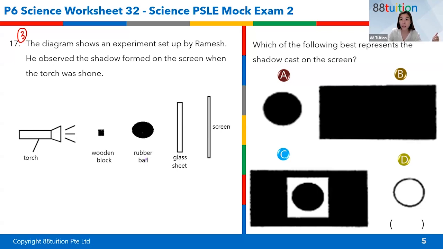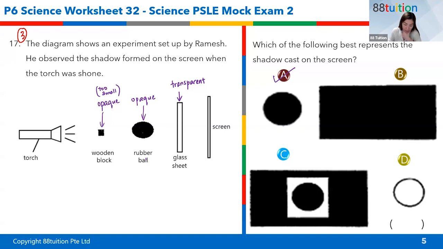Okay, so the answer is actually A because this is an opaque object. Even though this is opaque, it's too small. Both are opaque objects, but this one is too small. All right, and this is transparent. So all the light passes through, and therefore our only shadow is the rubber ball. That will be formed.